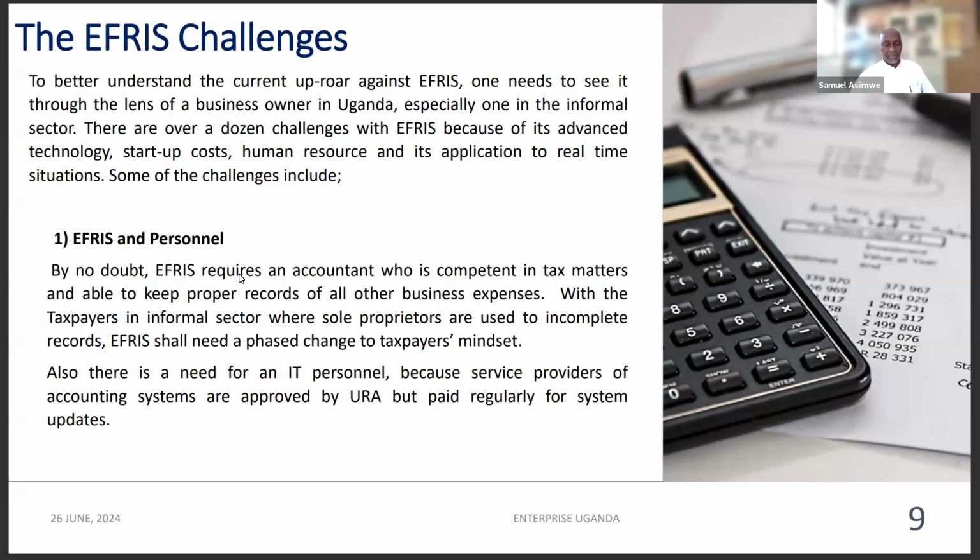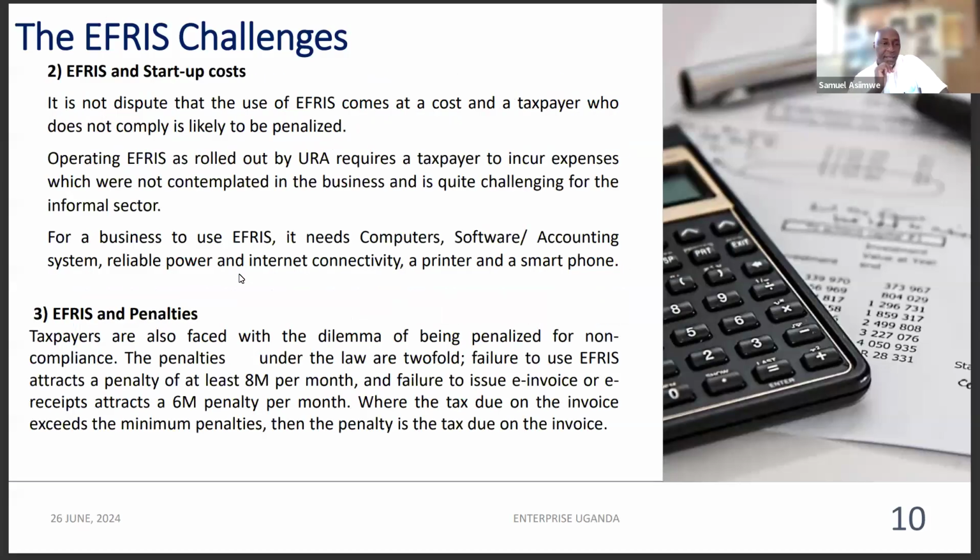This IT specialist being approved by URA, you find that a trader will need to be paying something to them on top of the competent accountant. And traders are finding it hard to employ the competent accountant because of the costs that the person comes with. The other challenge with EFRIS at the moment, as I've said, is the startup costs that you need to have for you to be on the EFRIS system.